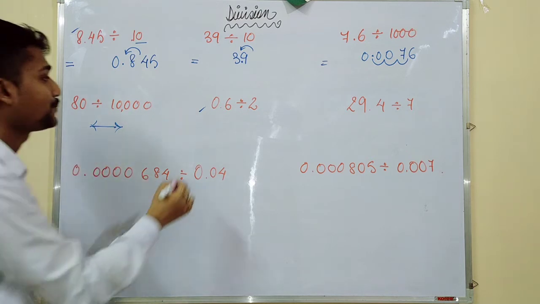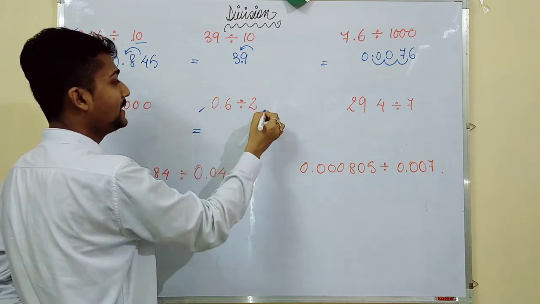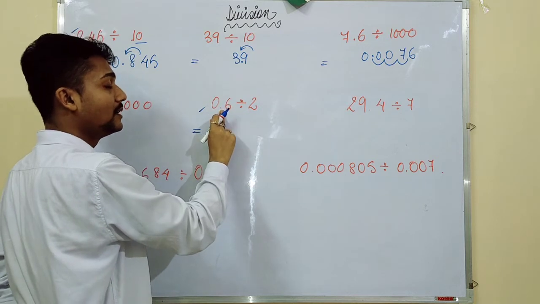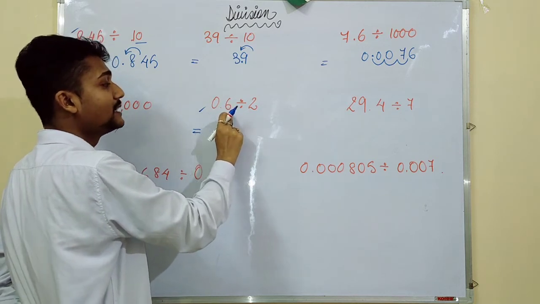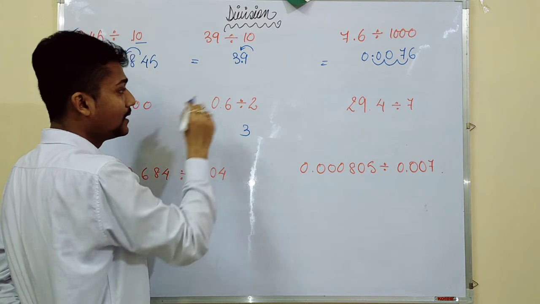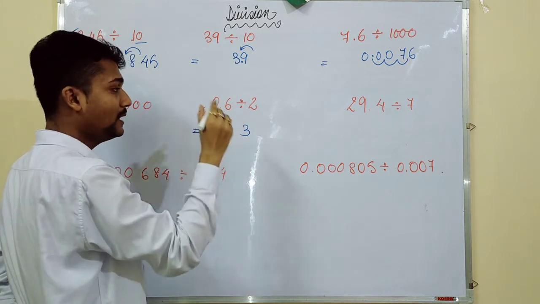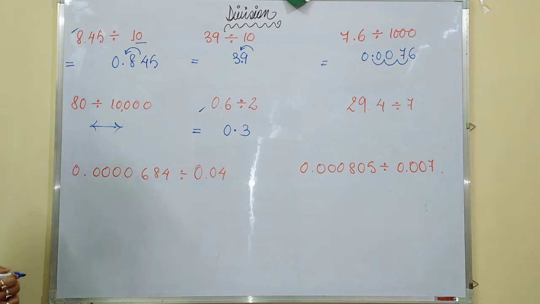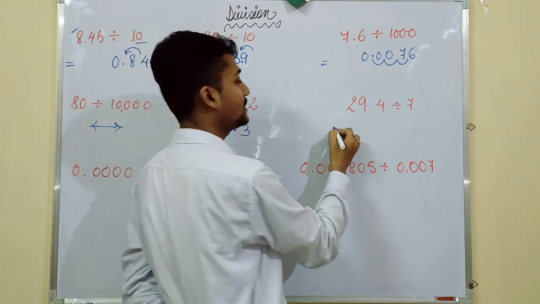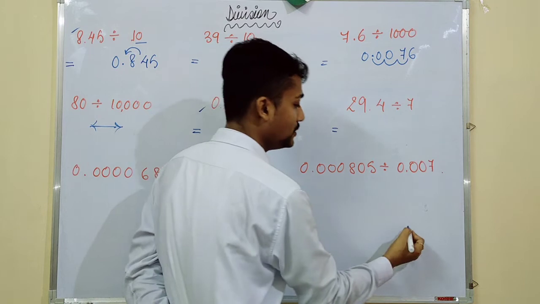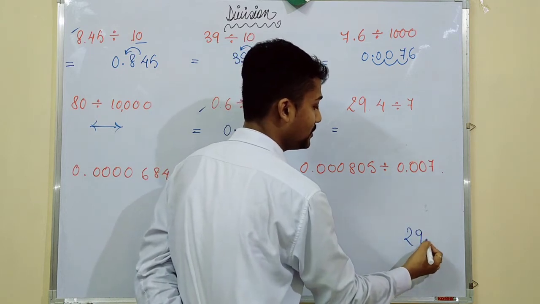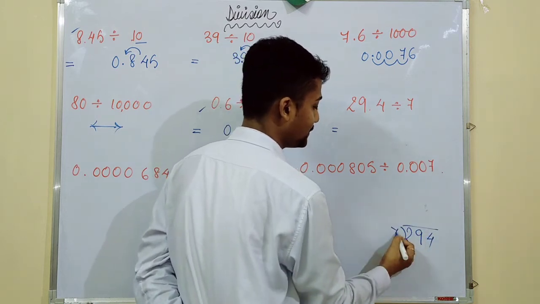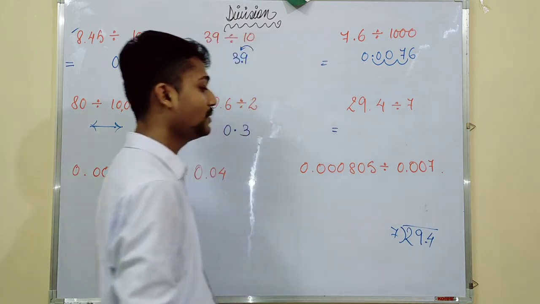Next is this. 0.6 divided by 2. Simple. Don't see the decimal. Okay. 6 divided by 2 is equal to 3. The decimal was before 1 number. That means you place the decimal before one number. It will be 0.3. Now you see this particular number 29.4. You just divide 294 by 7.